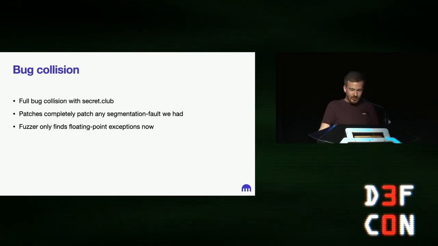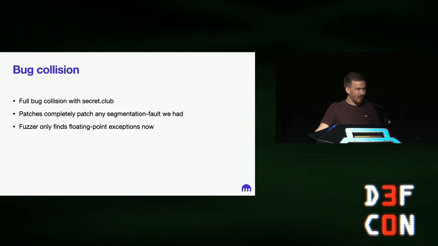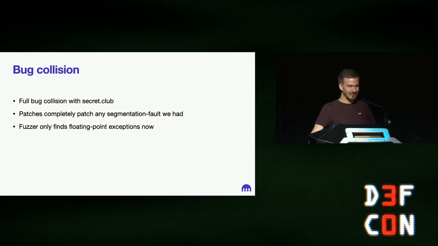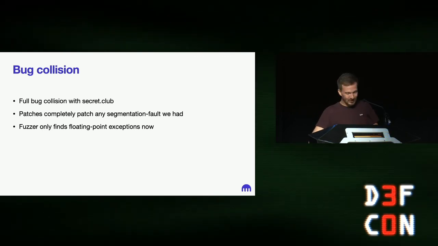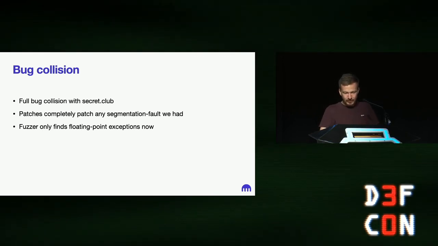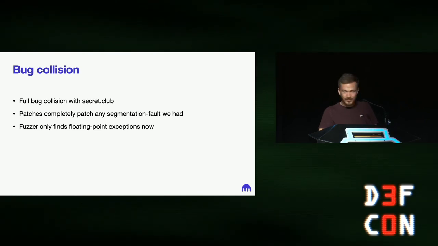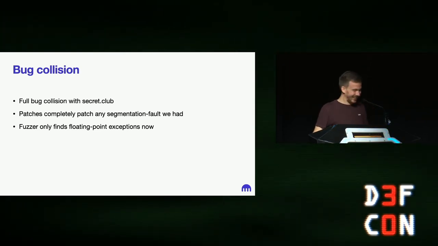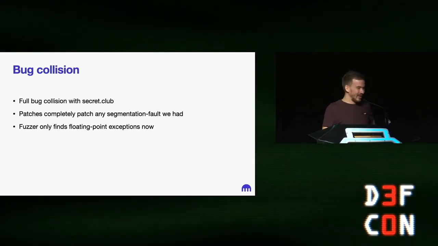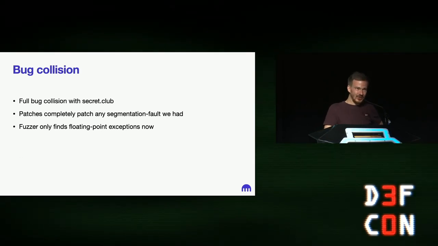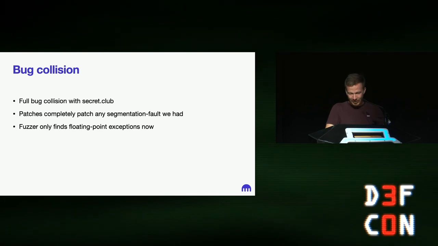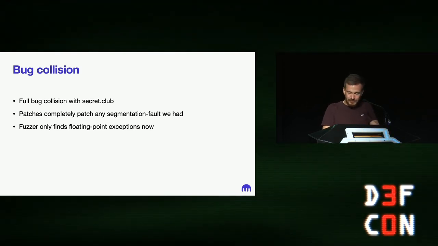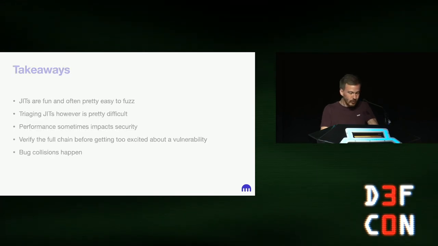The patch version fixed all our found vulnerabilities, and we just told the review board, hey, we didn't know about this, this is not us, but it's very similar to what we do. And yeah, that was kind of a sad day. Congrats to Secret Club, a 200K bounty is pretty nice. And our fuzzer is basically not useless, but it only finds floating point exceptions now. But yeah, sad as it is, in the end, we still learned a lot.